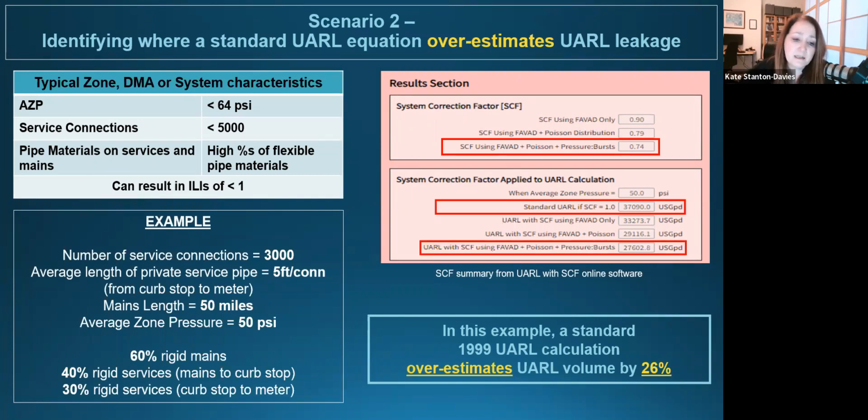So in this particular system, because it's a small system, it's got less than 5,000 service connections, it's operating at low pressure, it's got a good range of flexible pipe materials on mains and services, we could actually set more aggressive UARL leakage targets and go even lower than the standard UARL equation would suggest.